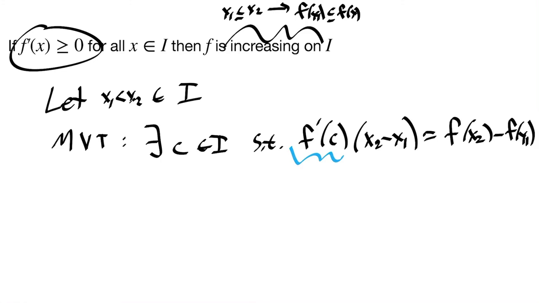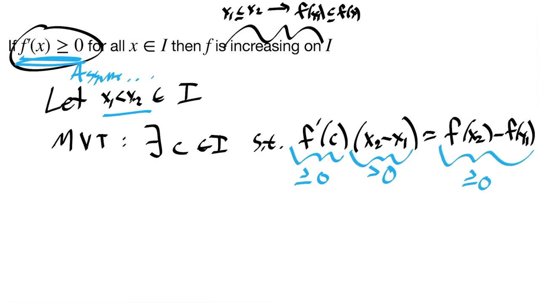Well, what you see at this point is that f prime of c is greater than or equal to 0 by our assumption that f prime of x is greater than or equal to 0. I guess I should have written my assumptions down here, but I was being lazy. And then x2 minus x1 is strictly greater than 0 because we picked the point where x2 is to the right of x1. Well, what happens when you multiply two things that are greater than or equal to 0? You get something else that's greater than or equal to 0.